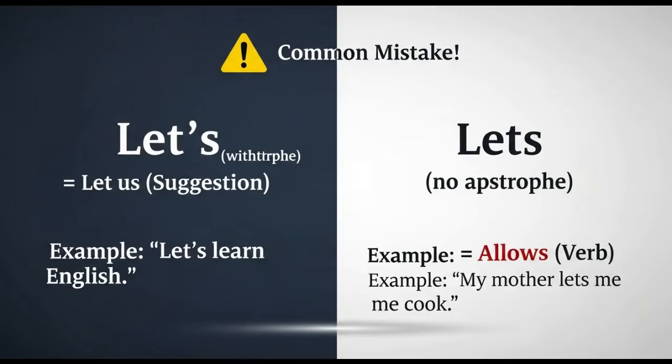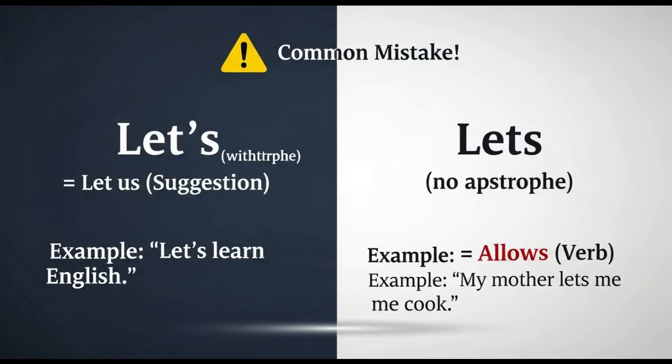Common mistake. Let's versus lets. This is a very important point, as many people confuse let's with an apostrophe and lets with no apostrophe. They sound the same, but the apostrophe changes everything. Lets, no apostrophe, is a form of the verb to let, meaning to allow. Example, my mother lets me cook turkey at Thanksgiving. Let's, with an apostrophe, means let us, and is used for making a suggestion, which is what we just talked about.